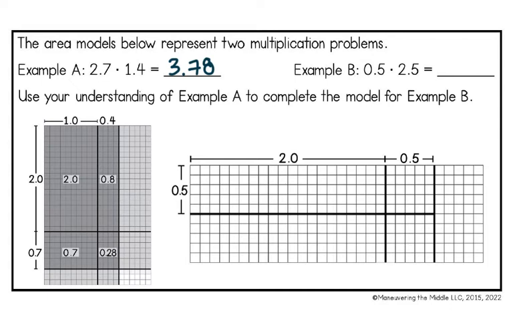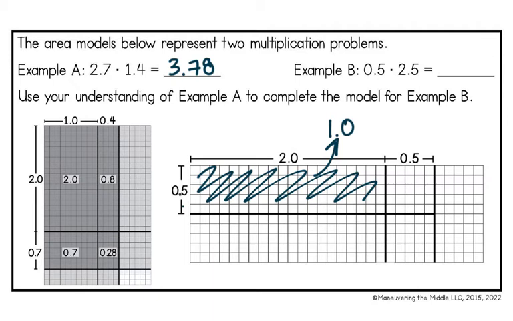Example B is 0.5 times 2.5. So it has broken it up for us. So we have 0.5 and then 2 and then 0.5 again. So now I need to find the inside squares here. So 0.5 times 2. So I know that half of 2 is 1. So this area right here is 1.